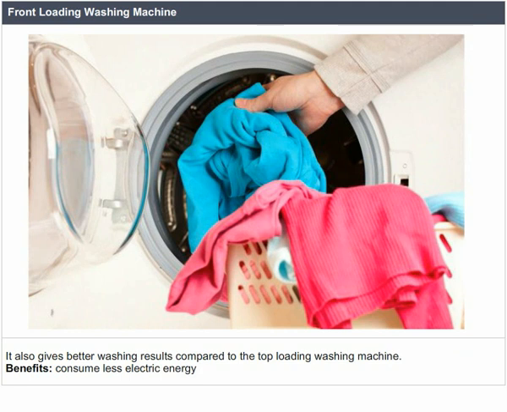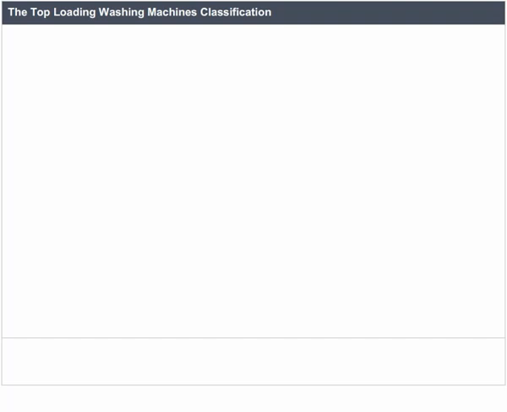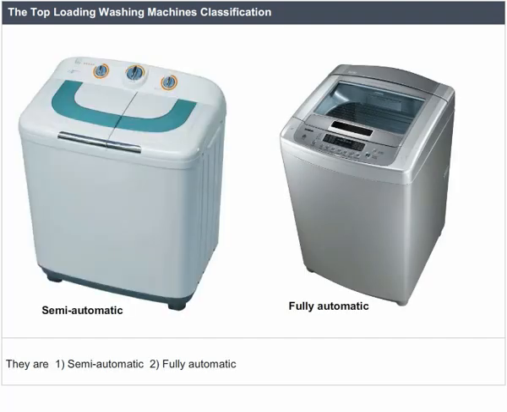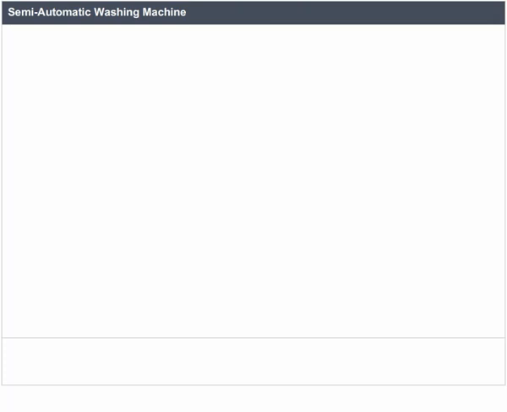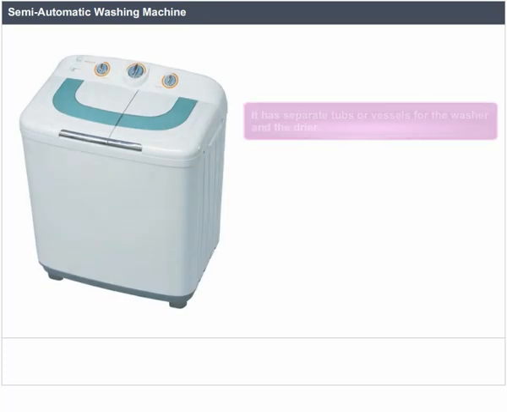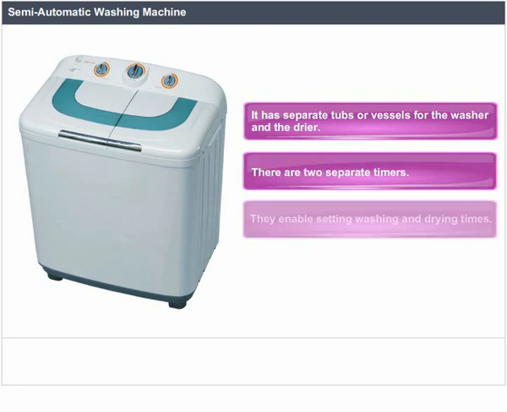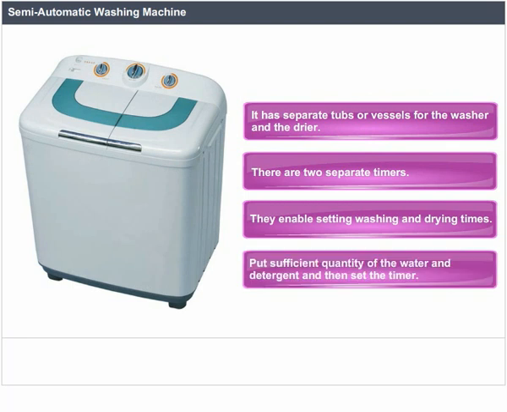The top loading washing machines classification. They are semi-automatic and fully automatic. Semi-automatic washing machine. It has separate tubs or vessels for the washer and the dryer. There are two separate timers. They enable setting washing and drying times. Put a sufficient quantity of water and detergent and then set the timer.